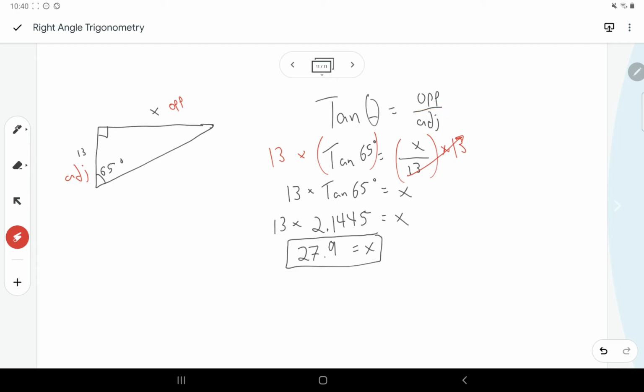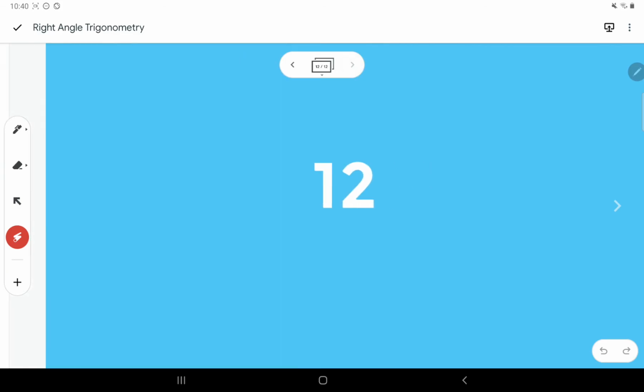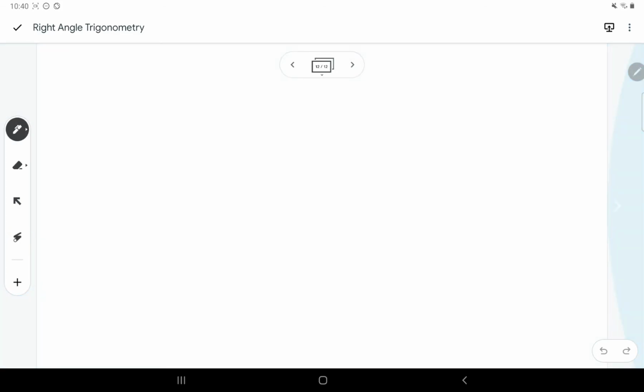So it's the same kind of math every time. It's just knowing which one to use. Okay, so this one we use for opposites and adjacents. So let's take another question that matters.